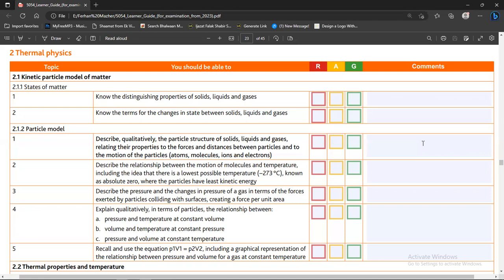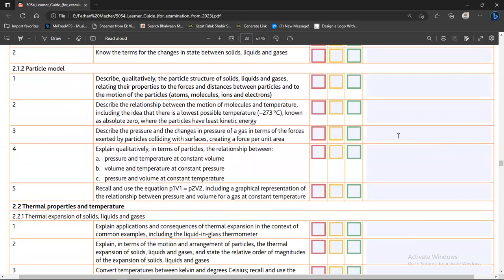The first topic is the kinetic particle model of matter. States of matter: know the distinguishing properties of solids, liquids, and gases. Know the terms for the changes in state between solids, liquids, and gases. The next topic is the particle model. Describe qualitatively the particle structure of solids, liquids, and gases, relating their properties to the forces and distances between particles and to the motion of the particles: atoms, molecules, ions, and electrons.